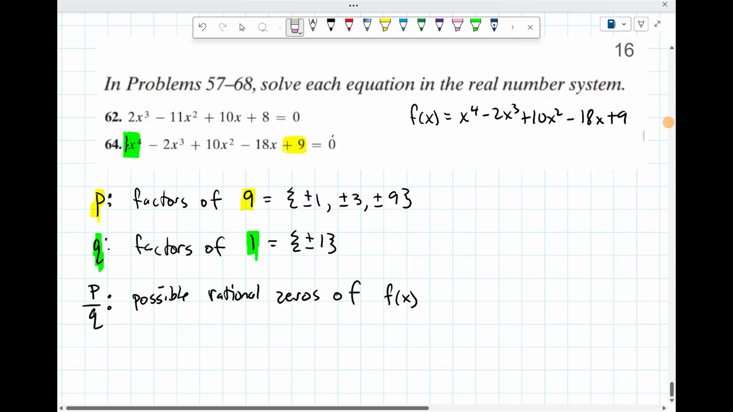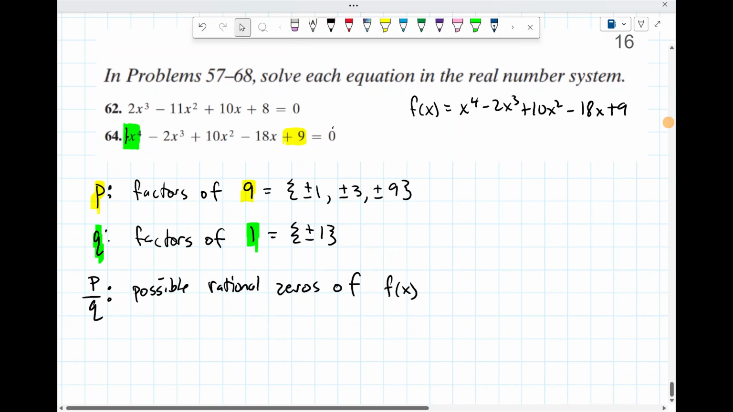Now, if you ever have a polynomial equation that you're trying to solve, which has non-zero terms on both sides of the equal sign, just get everything to one side and you can follow these same steps.